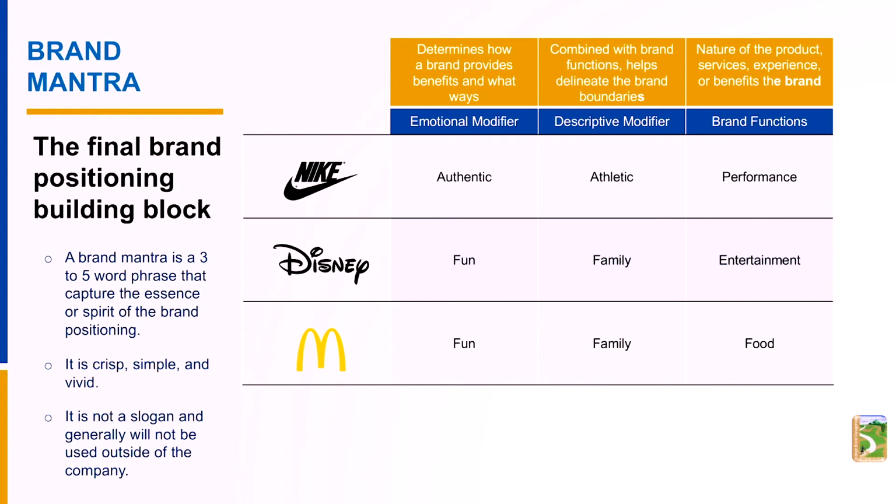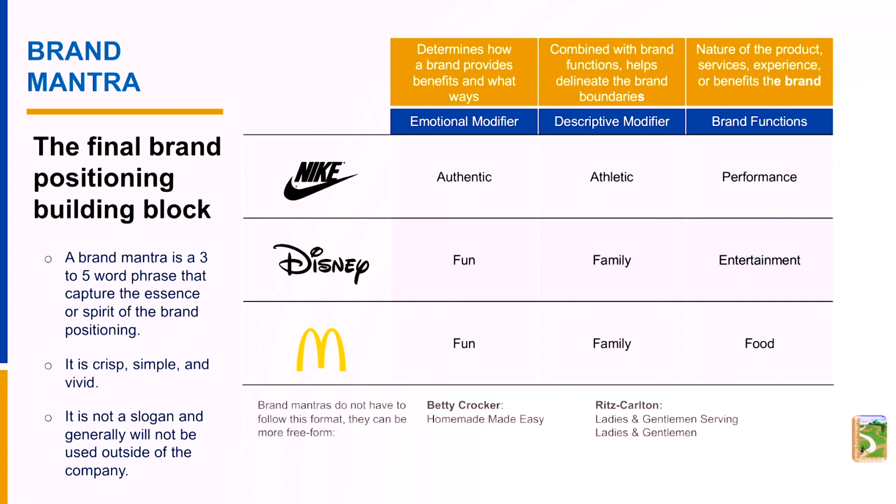Now, what is the descriptive modifier? What is the function? The basic function of the brand. Nike is athletic, Disney is for the family, as is McDonald's. Now, brand function: what's the nature of the product? Nike's performance, Disney's entertainment, and McDonald's is food, the basic. So that helps you to define a brand mantra. Disney is fun family entertainment. McDonald's is fun family food. Nike is authentic athletic performance. It captures the essence of the differentiation of your brand. So you will be asked to do that for your product. And here you have some more examples.